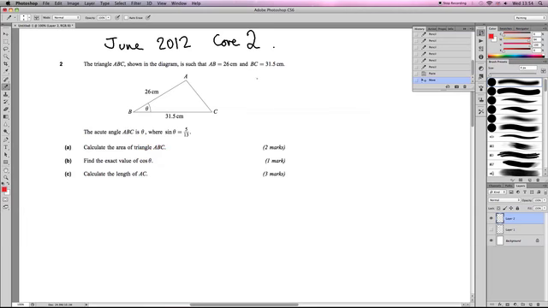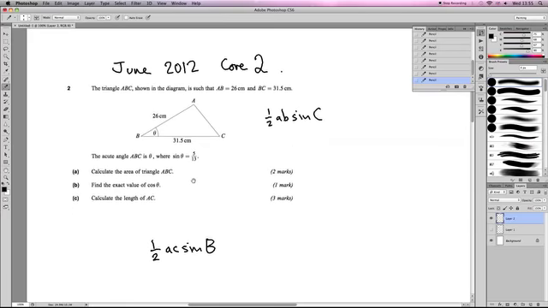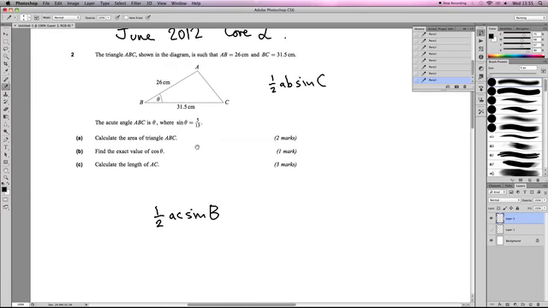So, the area of a triangle, if you remember right, is going to be a half AB sine C. Because they give us this one here, which is the angle B, we should change it a little bit. So the actual equation we're going to be using is sine B instead. So let's just have a quick read of the question.